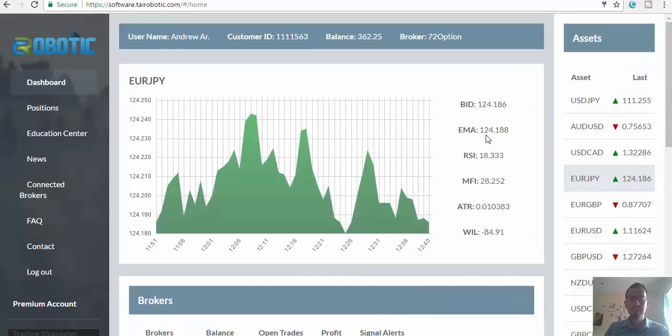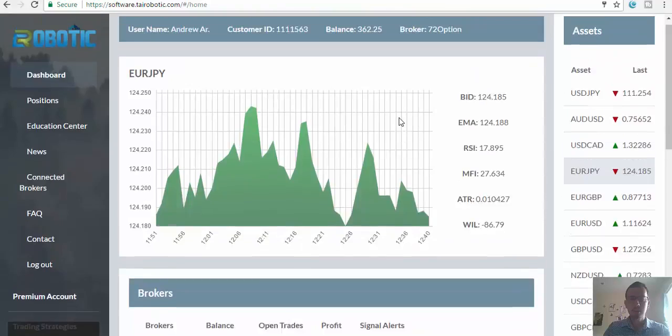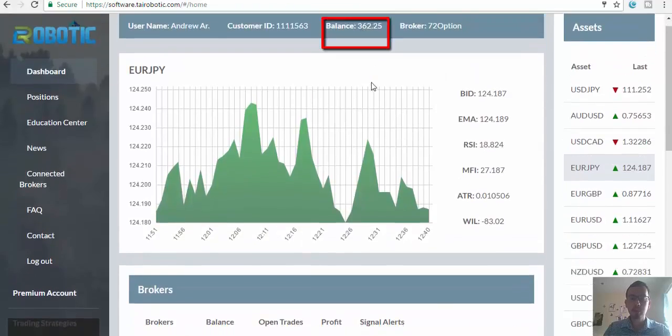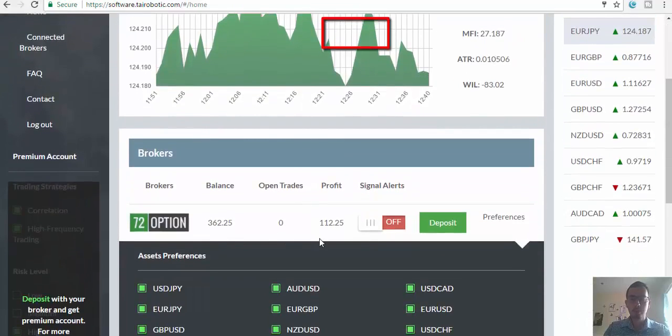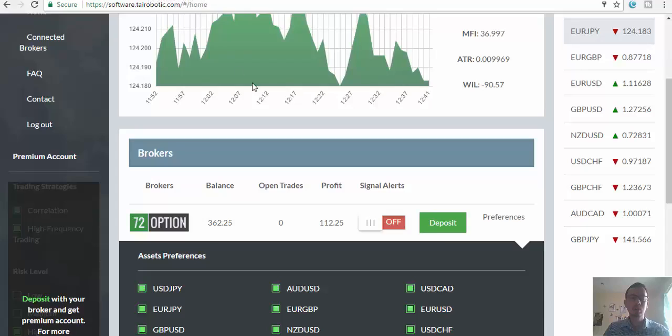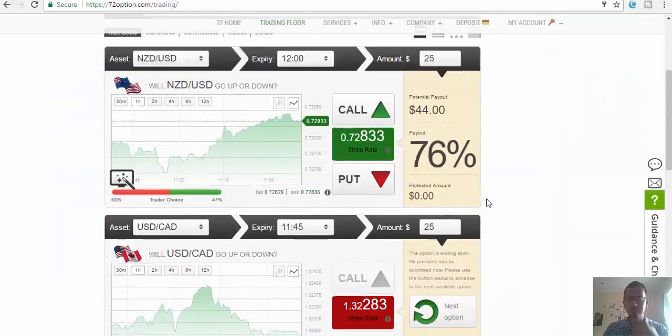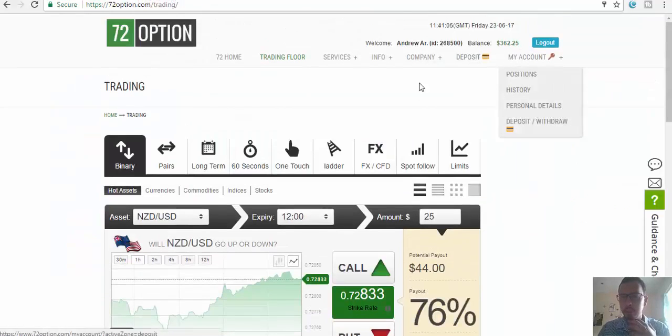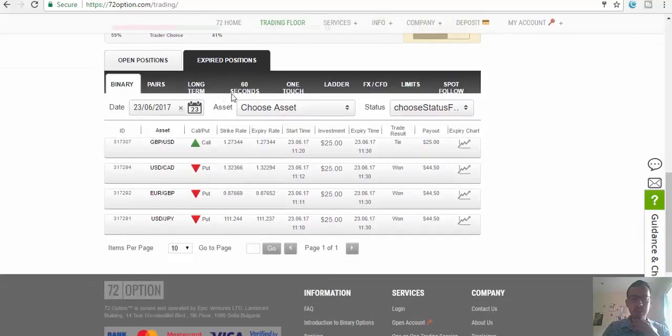Hey, what's up, guys? I'm back, and my trades are expired. So my balance at the moment is 362.25, so profit is already over $100 in such a short session. From yesterday I only turned it on, and now I also turned it on, and in 20 minutes we generated, let's just take a look at the results. So 362.25, okay.